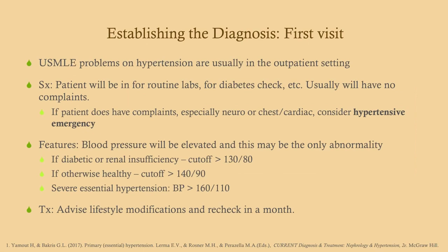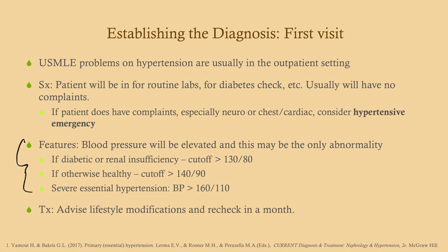If the patient does have complaints, if it's neurologic, if it's cardiovascular, you need to consider a hypertensive emergency. These patients are not asymptomatic. We'll talk about hypertensive emergency in a little bit. Now, these are your features, and this is the cutoff point. So usually we use 140 over 90. However, if the patient is diabetic or has renal insufficiency, we use a lower cutoff because these patients are at much, much higher risk for developing renal complications.